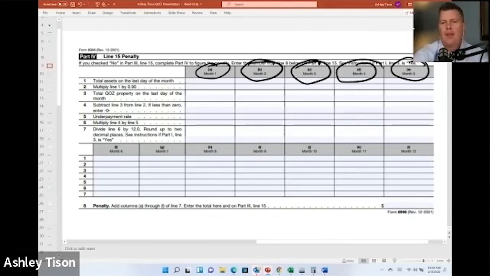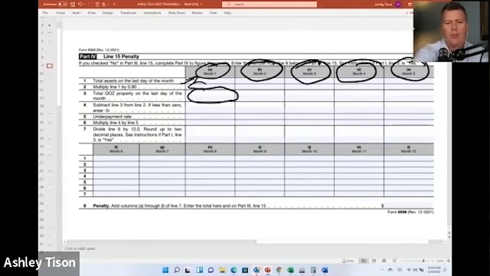Exactly. But you're going to list the total assets on the last day of the month, and then you're going to have a 90% threshold on that. The total qualified opportunity zone property held on the last day of the month, right? And so then you're going to subtract that number from the 90% in order to figure out how much under the 90% you were.